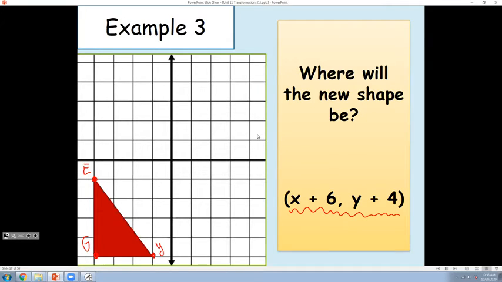X plus 6 means you move 6 to the right. And how about Y plus 4? Y plus 4 means you move up on the y-axis. That's absolutely correct. Okay, 6 units to the right, guys. 1, 2, 3, 4, 5, 6. Then 4 up. 1, 2, 3, 4.